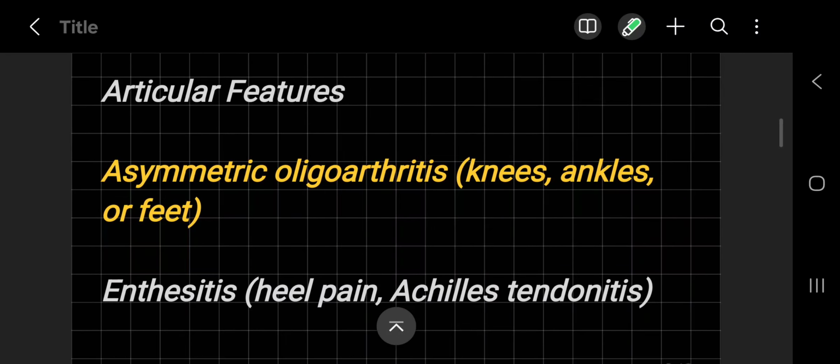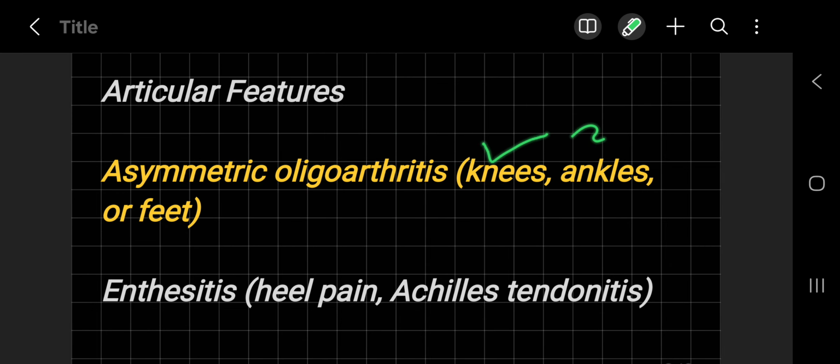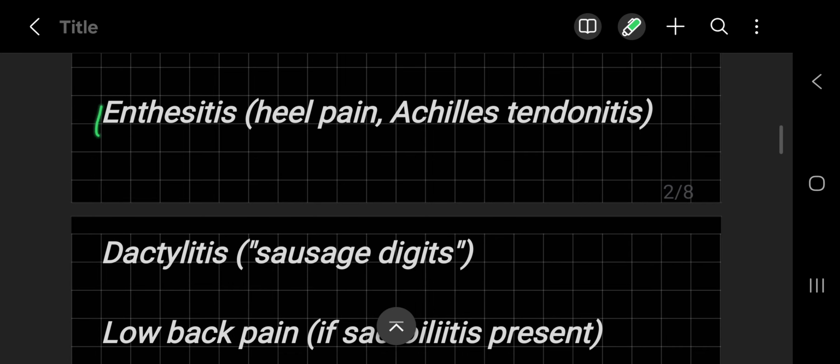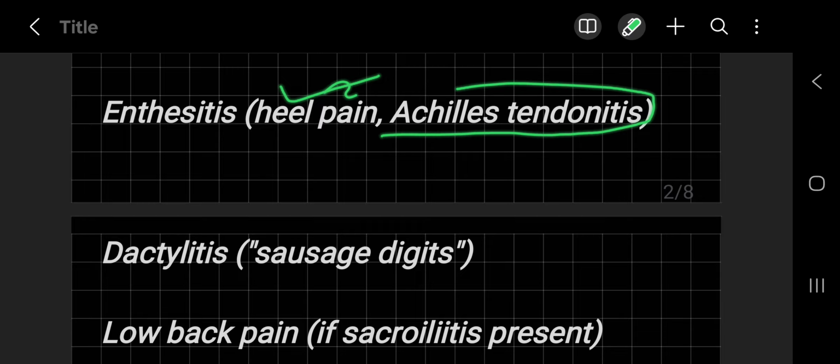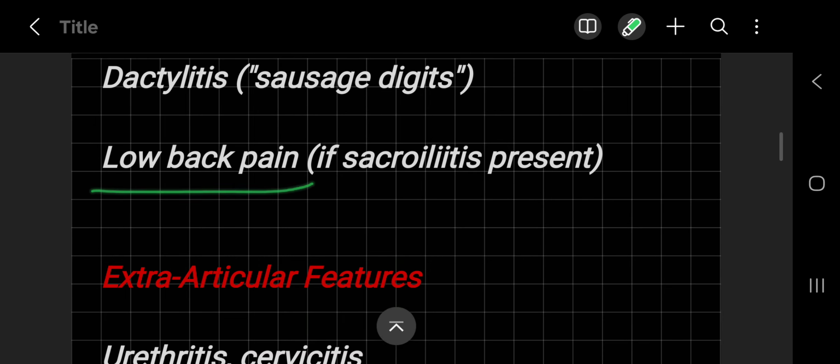Clinical presentation. Articular features. Patient has asymmetric oligoarthritis. Fewer joints are involved in this reactive arthritis, mostly knees, ankles, or feet and shoulders, etc. There is enthesitis. Enthesitis means inflammation of the tendons and ligaments where they join the bones. For example, heel pain, Achilles tendinitis. Heel pain is also known as plantar fasciitis. There may also be dactylitis leading to formation of sausage-shaped fingers. Low back pain may also be seen.